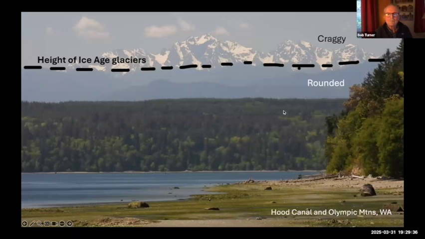And this is looking from close to the west end of the Hood Canal Bridge. We're looking into the Olympic Mountains, and again, high craggy peaks. And it's a little bit hazy here, but you can see the lower peaks, much gentler and rounded. And again, rounded by the flowing ice.